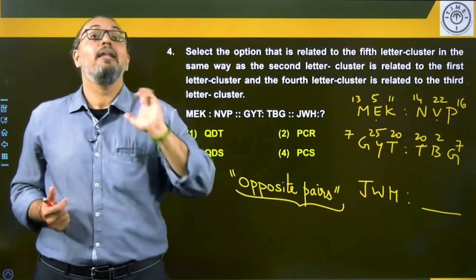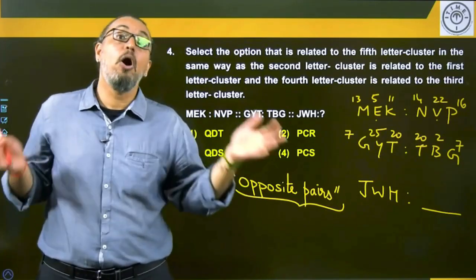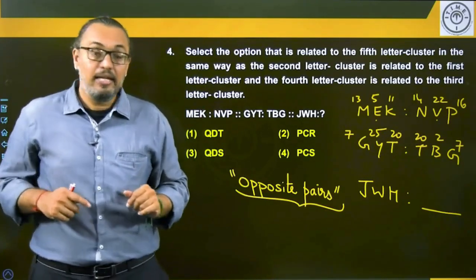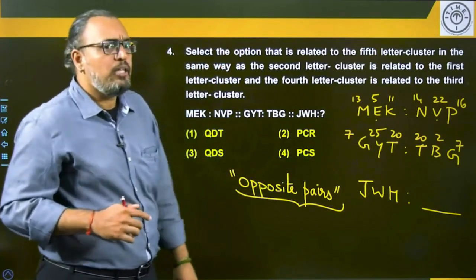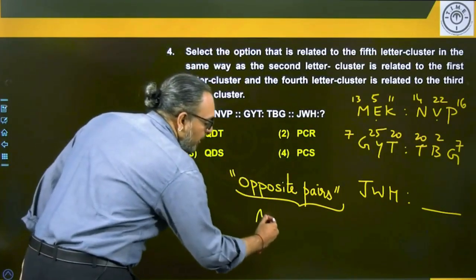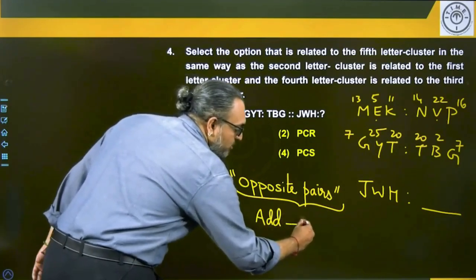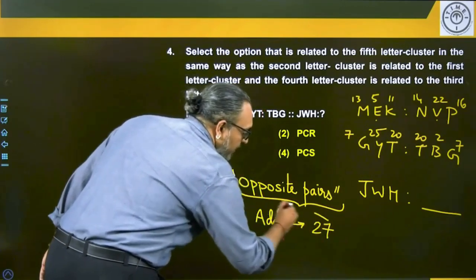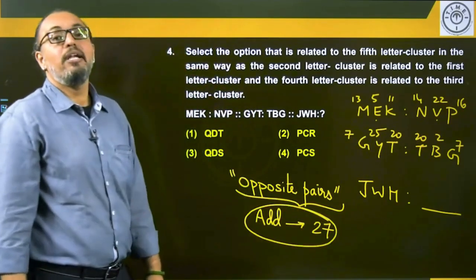Like that M and N. They are the 13th letters from opposite ends. Correct? But here we need not look at the positions. Another way of looking at it is you add the place values and you should get the number as 27. That is how you identify opposite pairs.